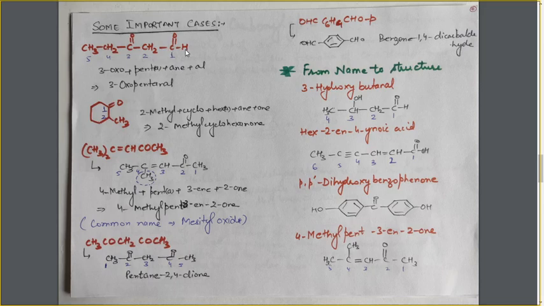Then it is the numbering of the carbon chain. The numbering of the carbon chain will be done in such a way that it will give the smallest number to the main functional group. So it will be done from this side, because aldehyde is a chain terminating group, it will always be at the end. So we will start from this side, 1, 2, 3, 4 and 5.